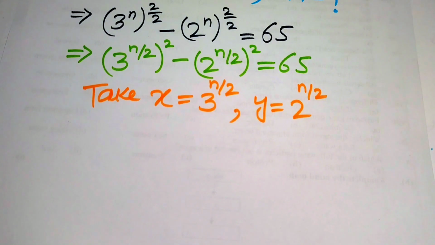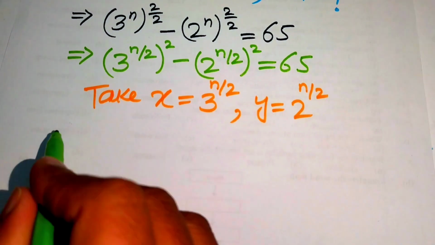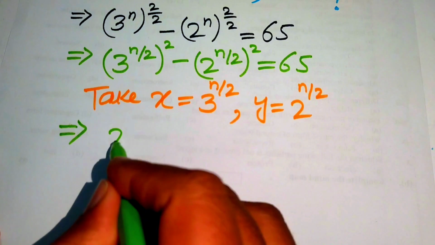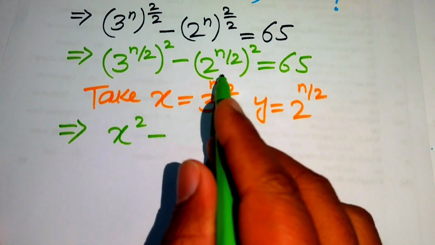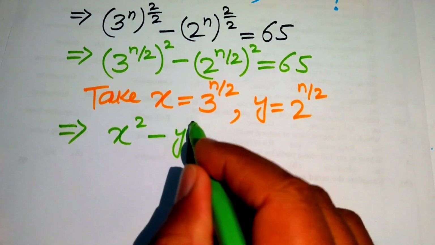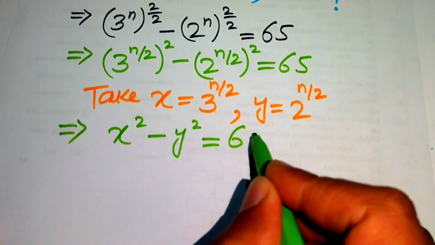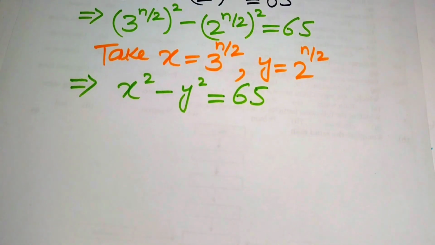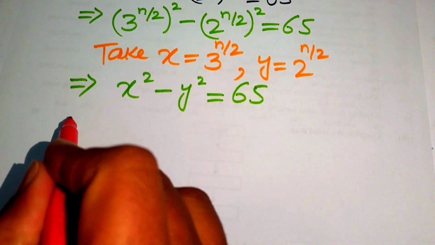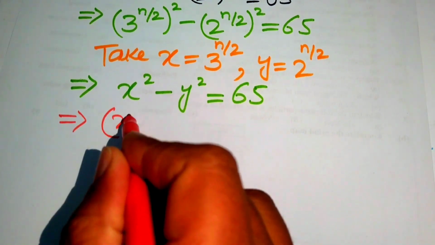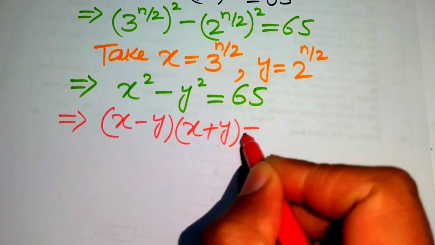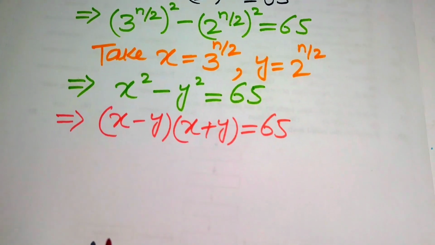and our above equation implies that x squared, because when you put the value of 3 to the power of n over 2 here, it becomes x squared, minus y squared, which equals 65. So here it becomes a nice square identity, and we know that a squared minus b squared equals (a minus b) times (a plus b), so (x minus y) times (x plus y) equals 65.